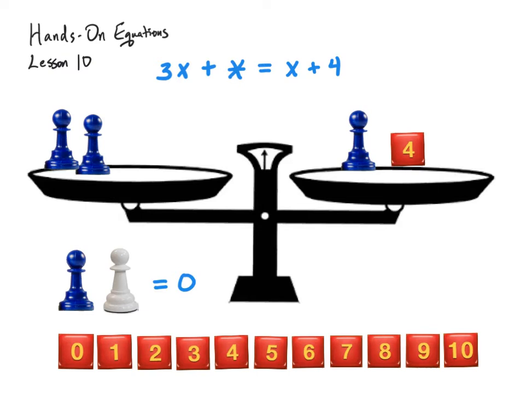Now that we've removed that 0 pair, we can continue with our other legal moves. We can remove an x from both sides. And we've now discovered that x has a value of 4.